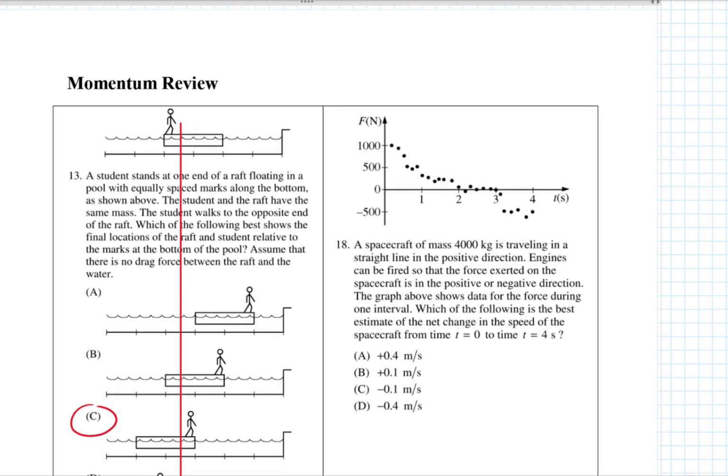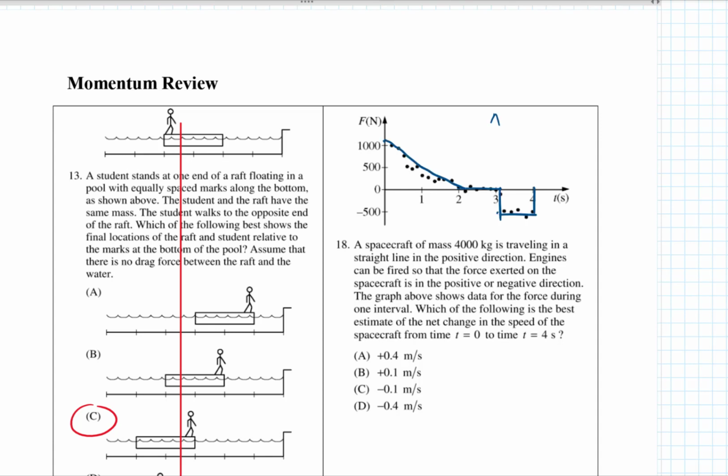All right, the next one, we have this graph of force versus time for a spacecraft. Now, looking at a graph of force versus time, we know that the area is going to be the change in momentum. And if I want to know the change in speed, knowing the change in momentum is going to be a super helpful thing for that. So it's kind of a rough graph. We're going to have to make some estimates because we're estimating what's going on. So we're not going to get perfect numbers, but we can get real close.